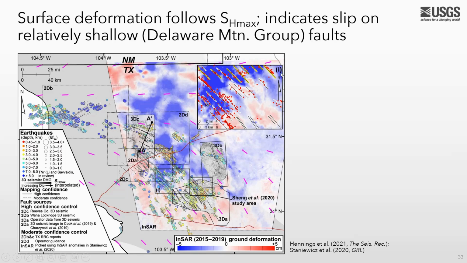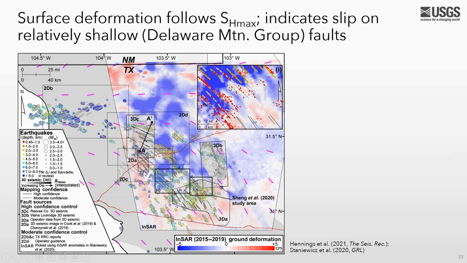And so you see the strikes of these faults also rotating around. And this is to show, there's an inset here. This is an InSAR, so a satellite radar-based way of measuring ground deformation. So red represents up, and blue represents down over the 2015 to 2019 timeframe. So this is by Scott Stanowitz and others at UT.